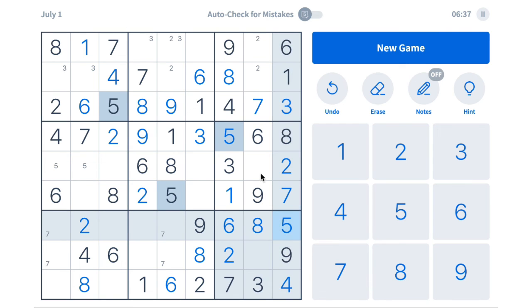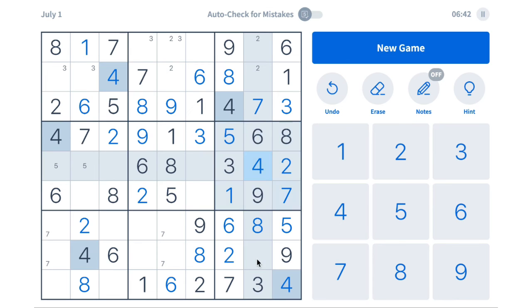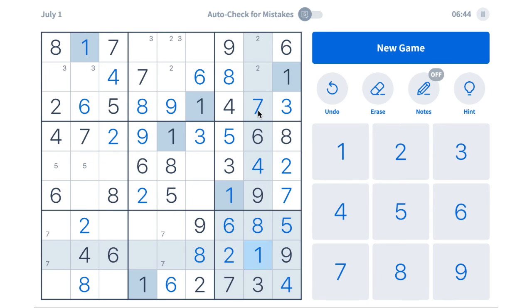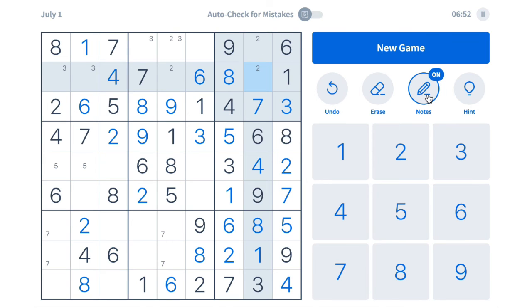This must be a 5. To finish this square, we need a 4. Here we need a 1. And we need a 5 and a 2 here, right? Yes, so this must be the 5 or 2. And this must be the 3 or the 9.